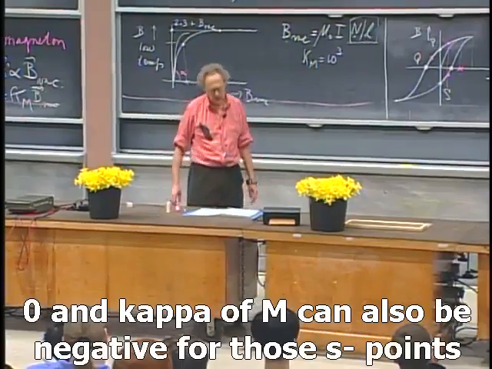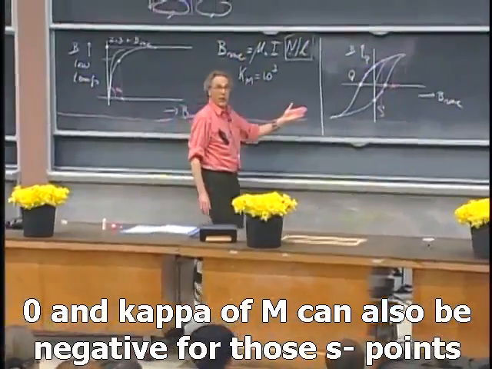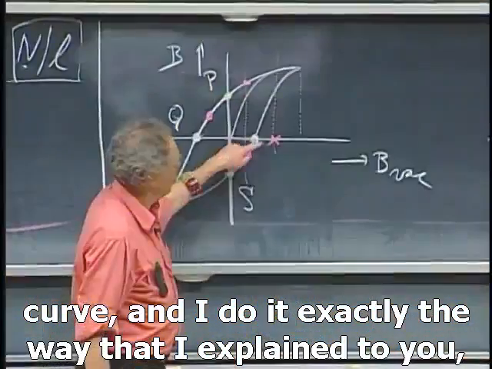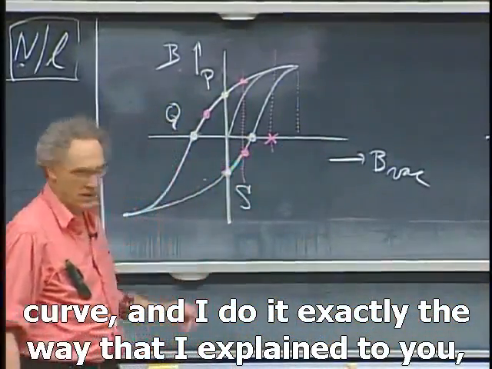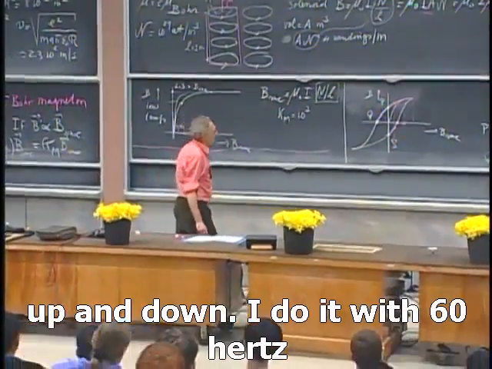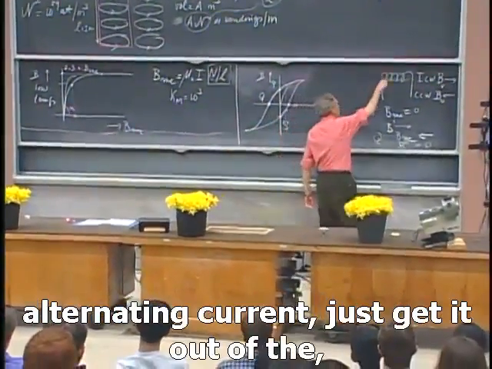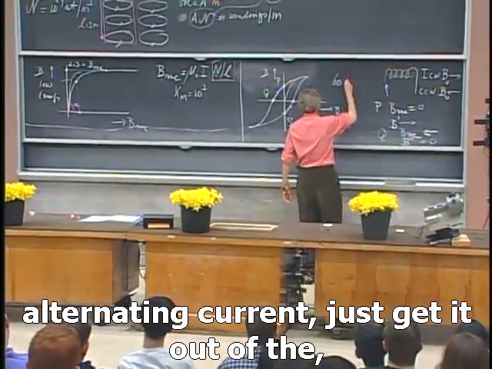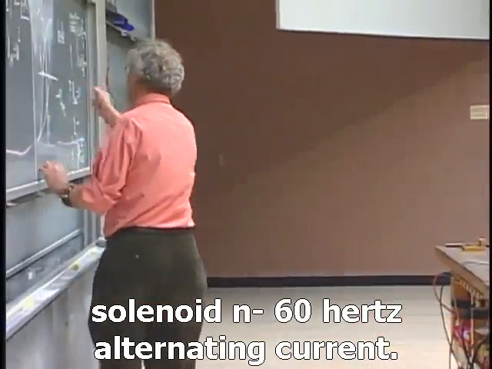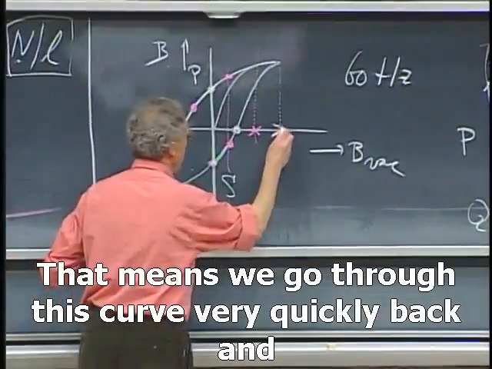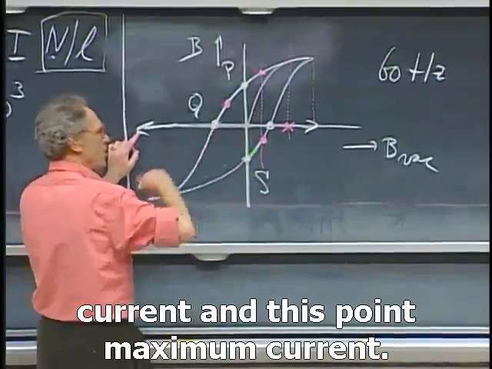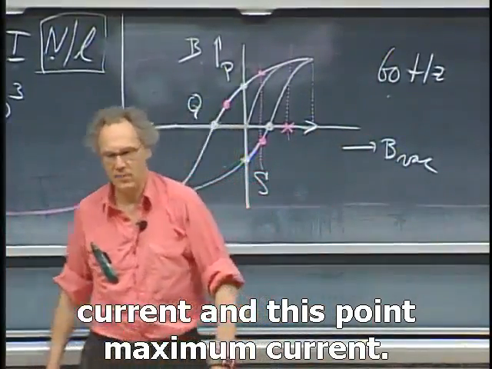I can show you this hysteresis curve. And I do it exactly the way that I explained to you, except that I will not be able to run this current very slowly up and down. I do it with 60 hertz alternating current, just get it out of the wall. And so I run through this solenoid a 60 hertz alternating current. That means we go through this curve very quickly back and forth. Between this point, maximum current, and this point, maximum current. The current clockwise, counterclockwise, clockwise, counterclockwise, and we change that 60 times per second.